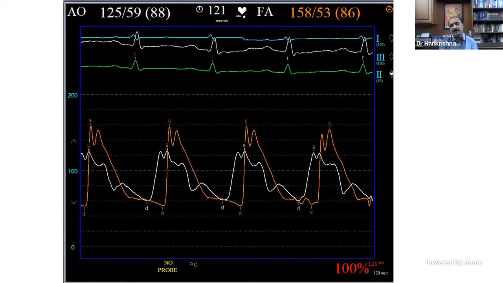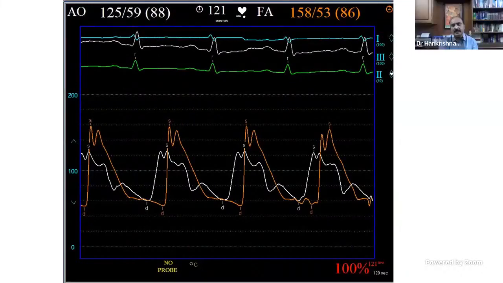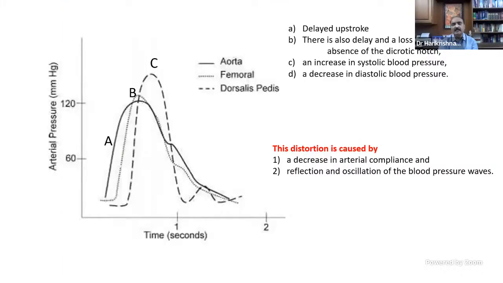Why? What happens when the pressure waveform travels to the periphery? The pressure gets delayed, meaning the recording gets delayed a bit. And there is also peripheral augmentation, for which the peak systolic pressure gets raised. And also the dicrotic notch gets reduced and delayed. Yeah, it gets delayed, slowly comes down, finally it gets delayed.